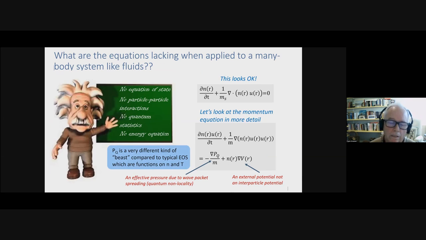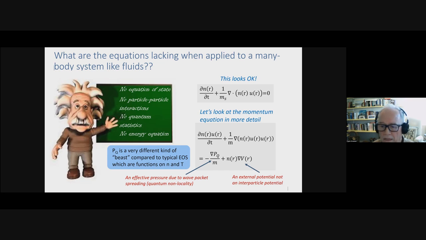So let's look at this in a little bit more detail and see what's wrong with this equation. Well, let's focus on the momentum equation. The continuity equation looks fine. Well, there really is no equation of state. There are no particle-particle interactions. There's no quantum statistics. And there's no energy equation. And I'm going to address the energy equation problem at the end.